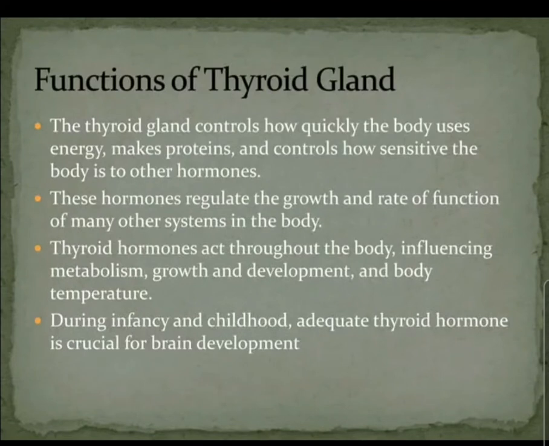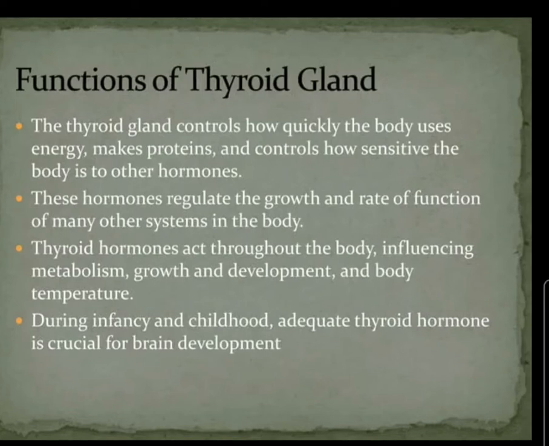Functions of the thyroid gland. The thyroid gland controls how quickly the body uses energy, makes proteins, and controls how sensitive the body is to other hormones. Thyroid hormones act throughout the body, influencing metabolism, growth and development, and body temperature. During infancy and childhood, adequate thyroid hormone is critical for brain development.